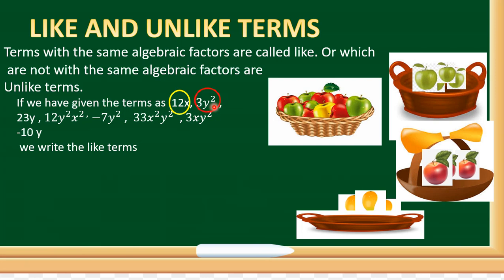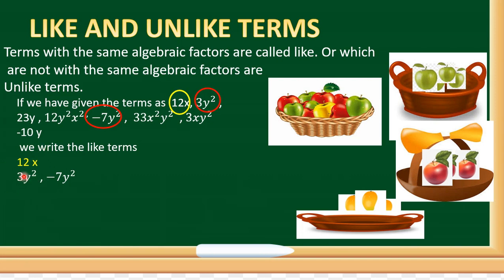Now 3y square. Take the next and search for any other term having y square. Yes, minus 7y square. So we can write 3y square and minus 7y square. These are the two like terms. Now what about these two? Let us take 12x and 3y square. These two are known as unlike terms, as 12x contains variable x and 3y square contains variable y square.